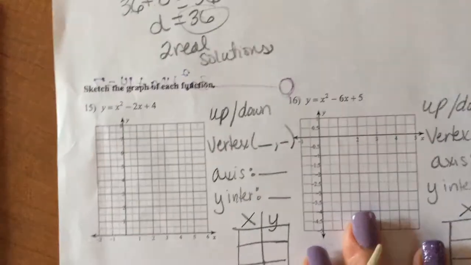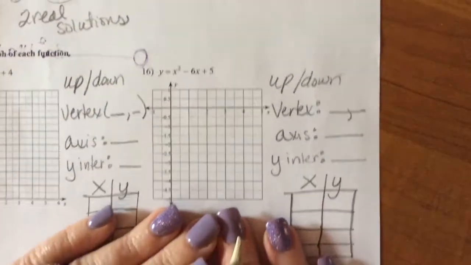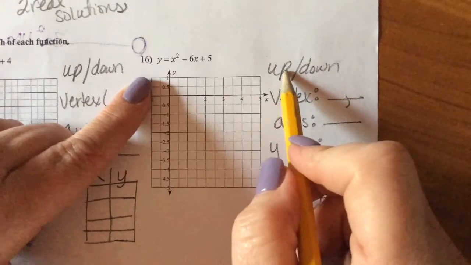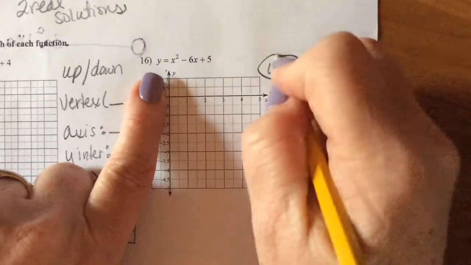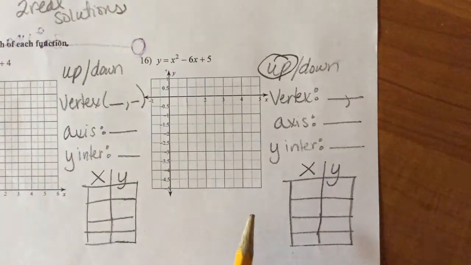Okay? All right, let's get through one of the graphs on the video. I'm going to do 16. Hopefully we got 15 in class done. Okay? So, once again, decide up or down. A is 1 and it's positive, so it's going to go up. Be careful, there's probably going to be a down on the test, okay? So just don't go with that.